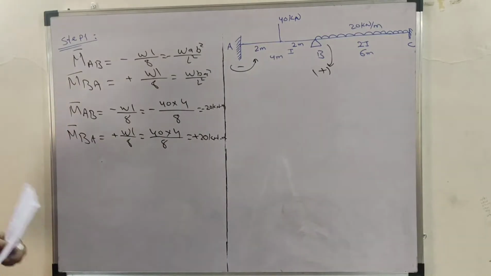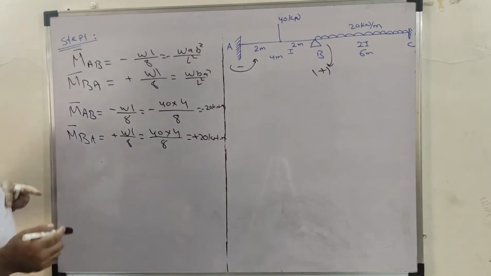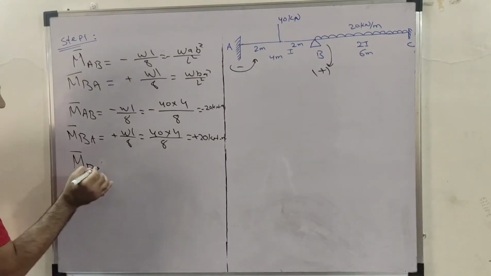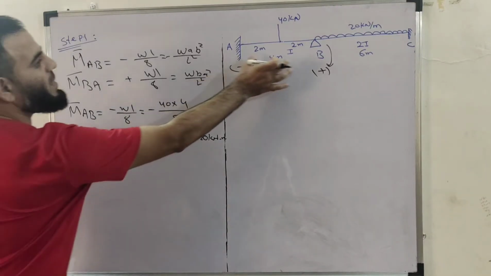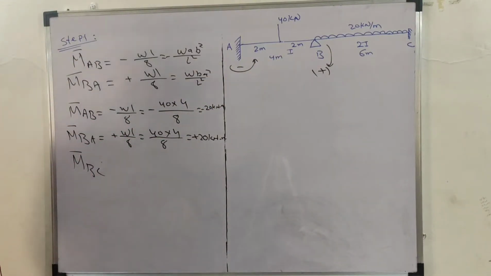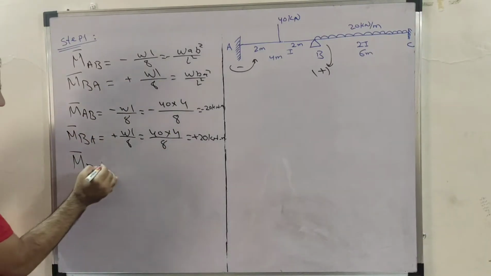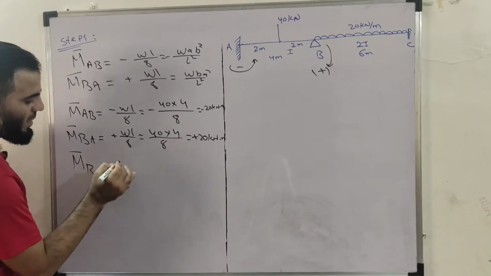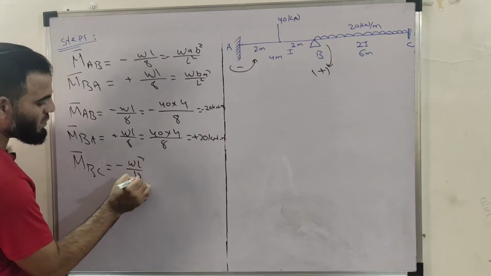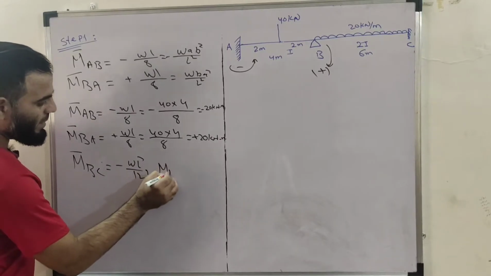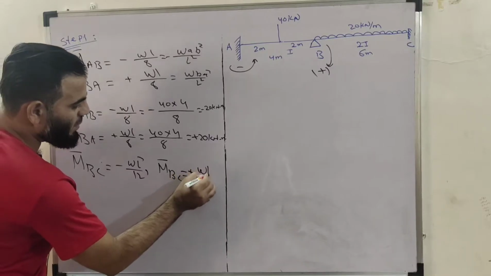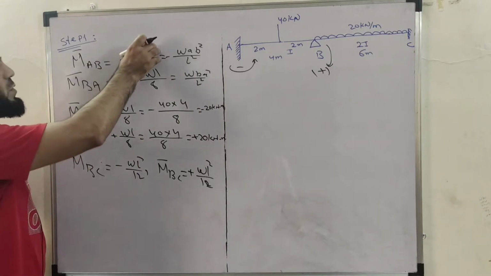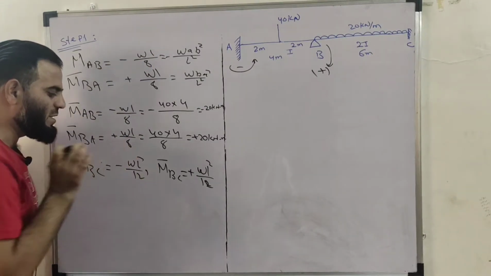We found the fixed end moments of span AB; that is finished. Now we will find the fixed end moment at span BC. If the load is UDL, the two formulas we have are: moment BC is minus WL square by 12, and moment CB is plus WL square by 12. According to the point load we have this formula, and according to the UDL we have this formula.